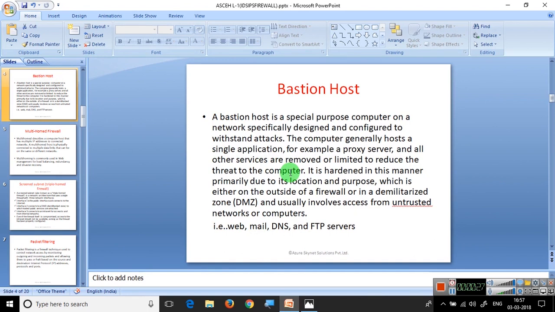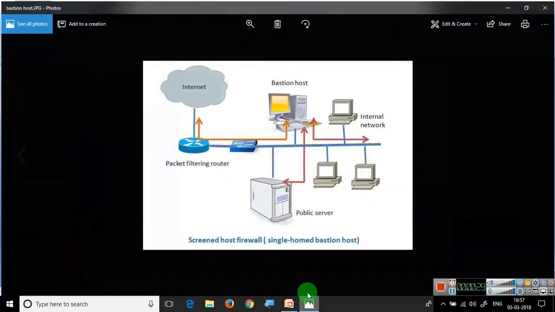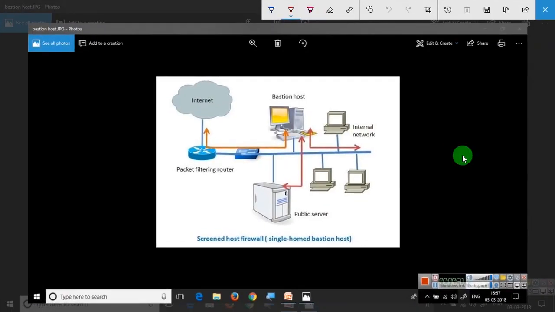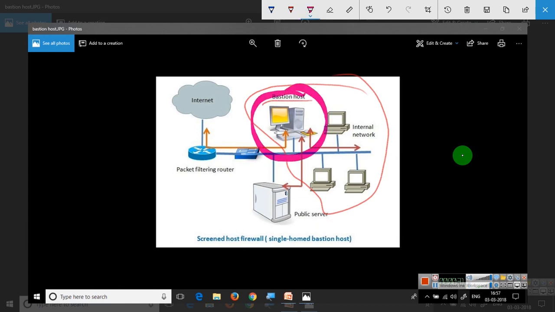For example, let me show you. Here it is. This is a bastion host firewall. So what actually is happening here? See, this whole thing is my network. In this network we took a system and uninstalled all the applications from that system. There is only one firewall or proxy configured.